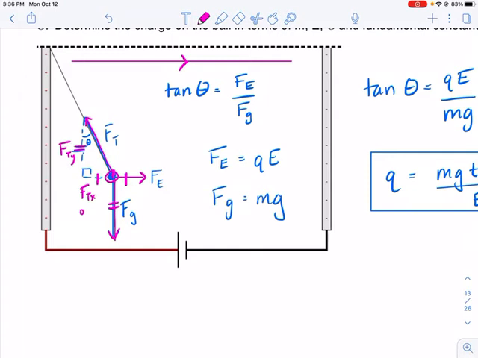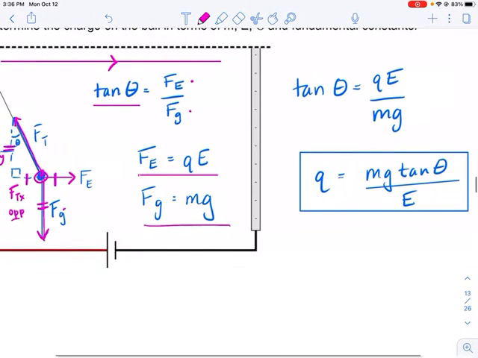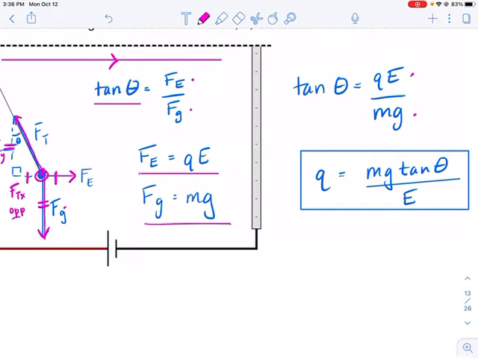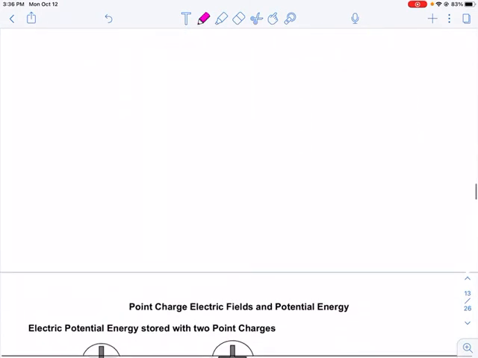So I can use trigonometry, opposite and adjacent, to write the formula for the tangent. The tangent of the angle is the opposite side, which is Fe, over the adjacent side, which is the same as Fg. And then I can plug in the formula for Fe and the formula for Fg, which is what I've done over here. And then I solved it for Q, and I got that Q equals mg tangent theta over E. All right, good stuff.